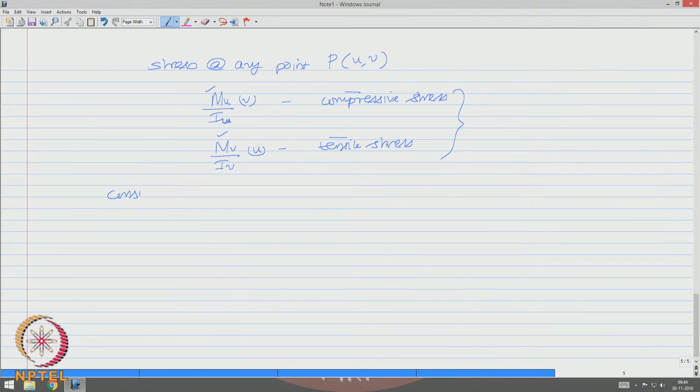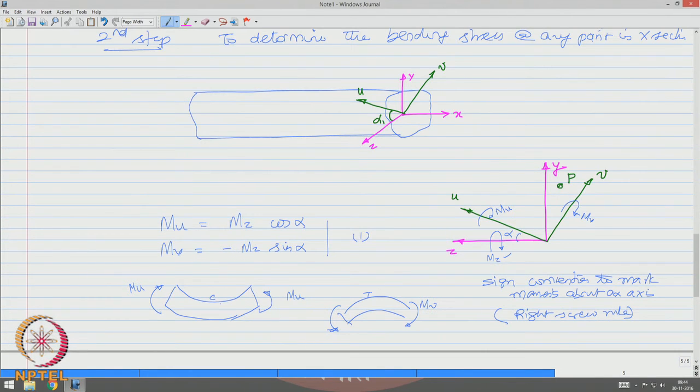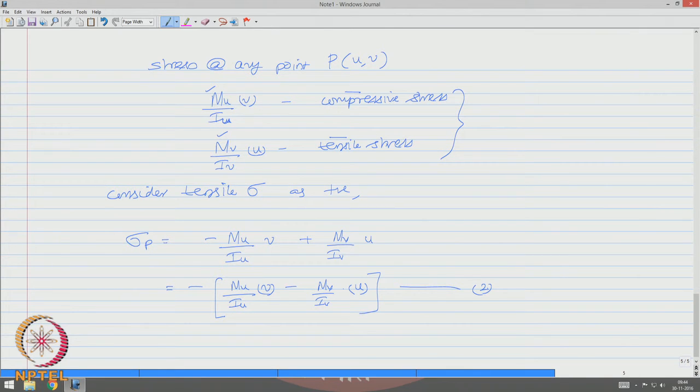Now, let us consider tensile stresses as positive. So, stress at point P is actually minus Mu by Iu into v plus Mv by Iv into u. Instead, I can even say Mu by Iu into v minus Mv by Iv into u. Equation number 2. Negation indicates compressive stress.